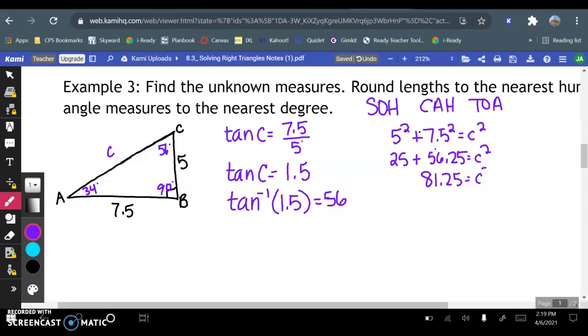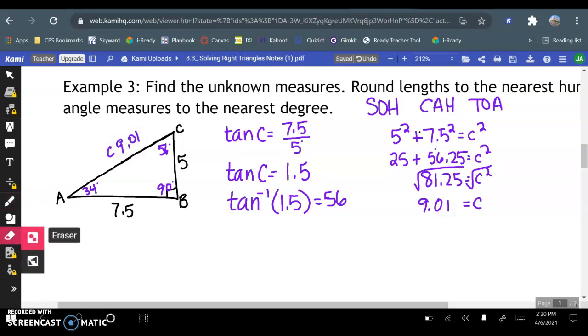81.25. Then I have to take the square root of 81.25. And I get 9.01. And it says round the lengths to the nearest hundredth. So this would be 9.01. And now we have all side lengths given and all angles given.